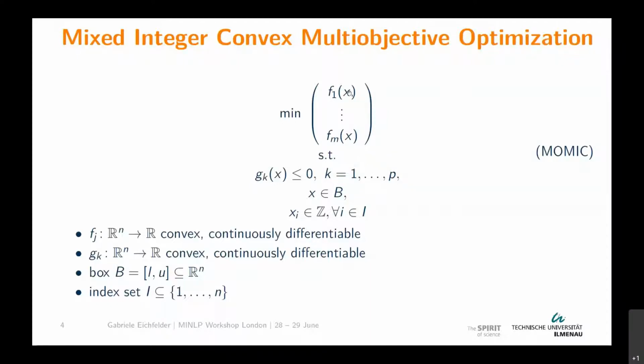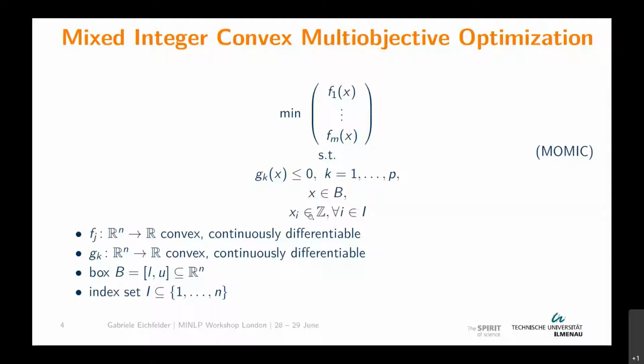As before, we assume to have m objective functions, and we will assume that they are all convex. We have convex constraints, and a box constraint, so all feasible points are contained in some box. And we have some integrality constraints, so some of the variables are allowed to take integer values only. Of course, the whole difficulty is in this integrality assumption.